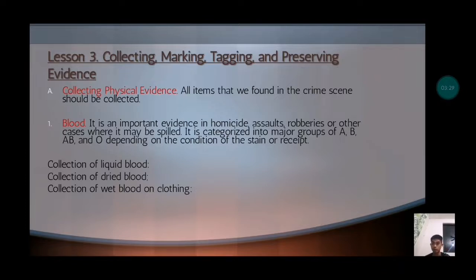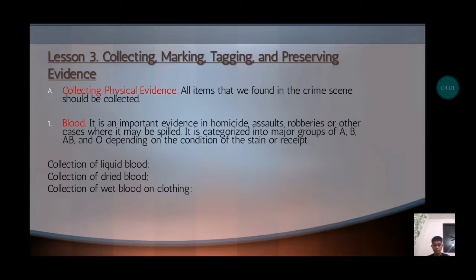So, letter A, collecting physical evidence. All items that were found in the crime scene should be collected. The collecting officers should not decide whether a certain item is relevant or irrelevant. Small pieces of evidence must also be given importance, thus collecting them is necessary.